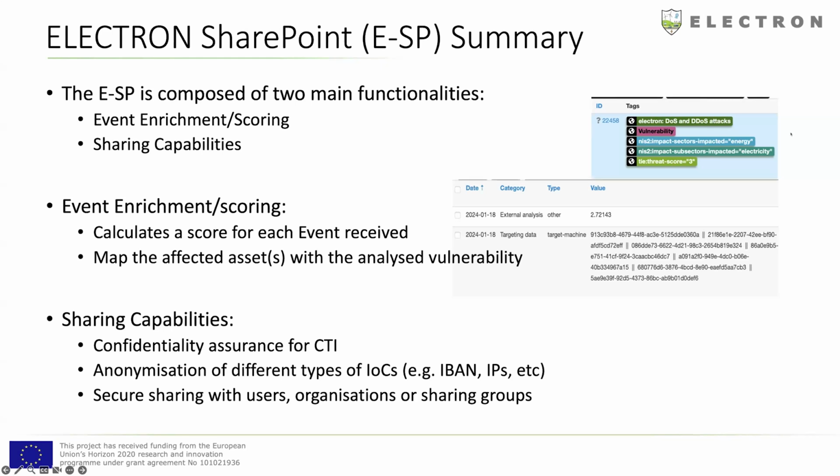So the sharing capabilities of the SharePoint basically means that we ensure the confidentiality of sharing CTIs among the MISP network by anonymizing the IOCs using Masquerade, and also we encrypt those IOCs that want to be shared on the network, to be only read and used by those users, organizations, or roles involved on the network. So basically, we fine-grain the solution of sharing information among different organizations up to the level of individual users.